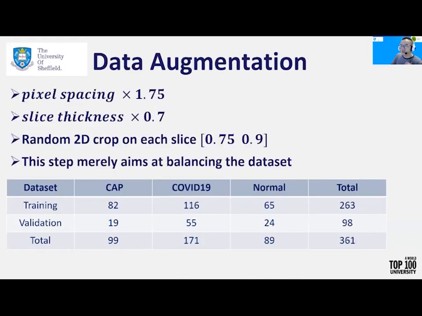Moreover, we also used a data augmentation method. This data augmentation method only aims to balance the dataset because we have way more patients of COVID than CAP and normal. So only the CAP and normal patients' data are augmented by setting different resampling parameters and also applying a random center image crop. And this table shows the details of the dataset for training.